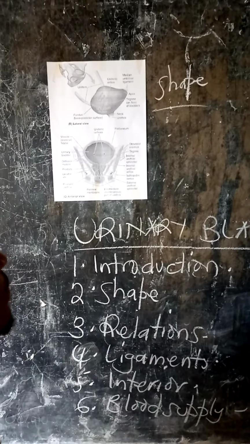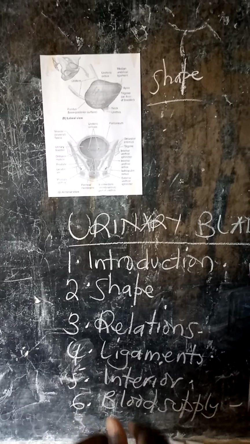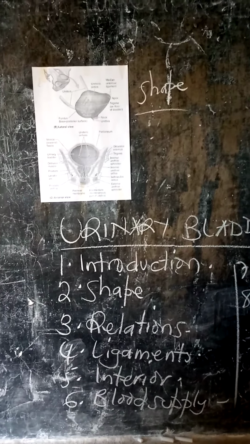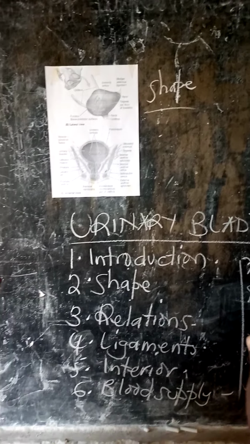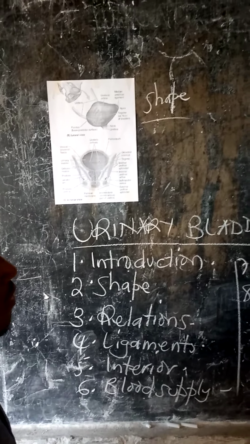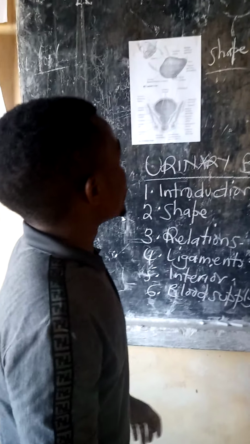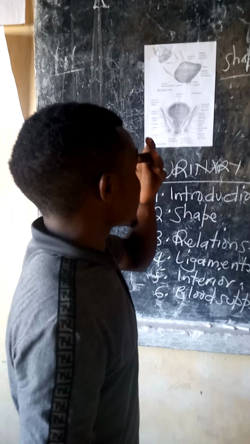Then maybe to put it in layman's language, it is like when you cut a sheep, the anterior view of a sheep. When you cut it, it looks like that. That is it for the urinary bladder. So it is a four-sided pyramid.